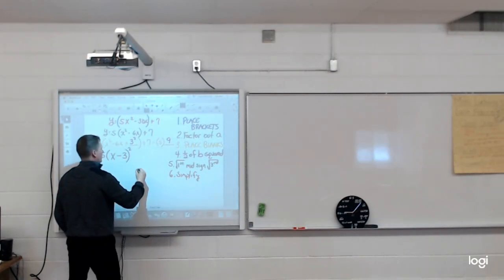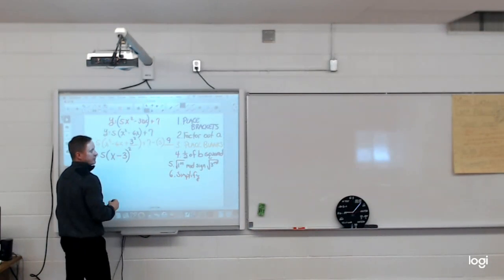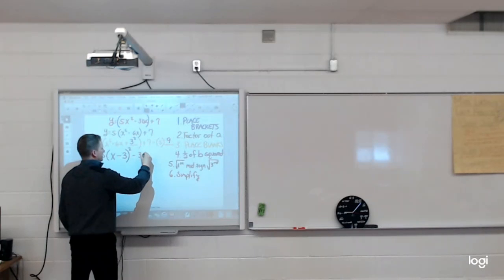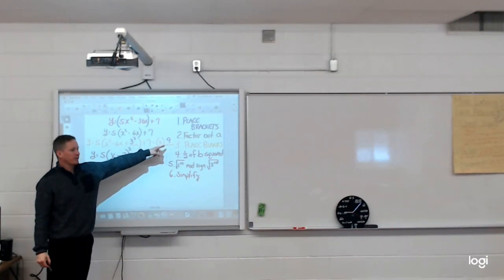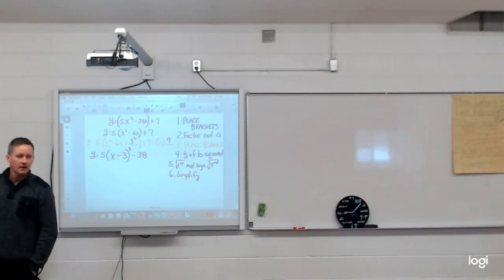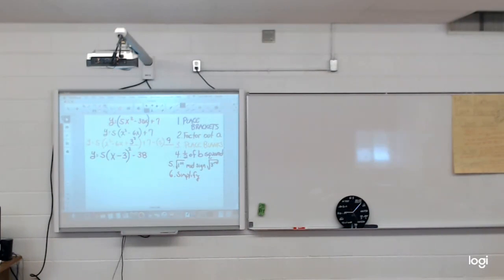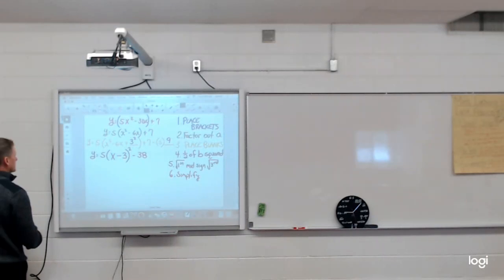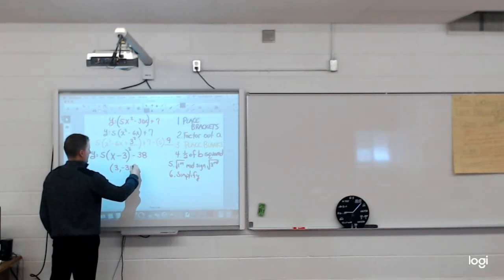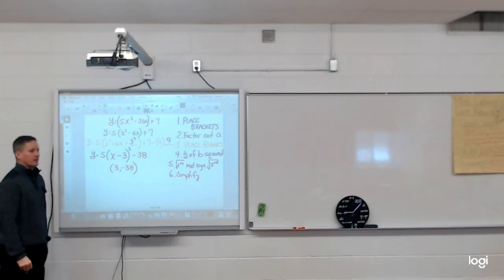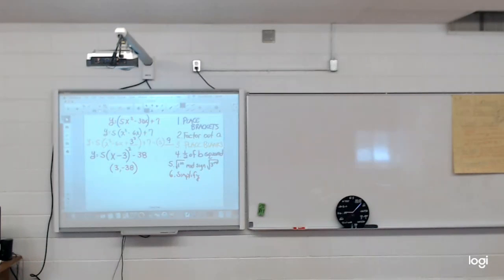So I'm going to do it all at once. 7 subtract 45 minus 38. 7 subtract 45. I've now just changed this into vertex form. What is my vertex? 3 and negative 38. There you go. Now I could graph it.